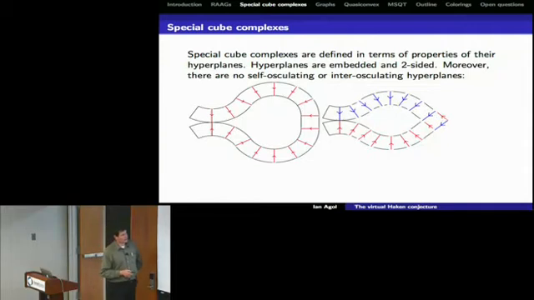Yeah, okay, so this is not allowed in a special cube complex. Also, let's assume that this blue one is an equivalence class of edges or a midplane, and this is another midplane.